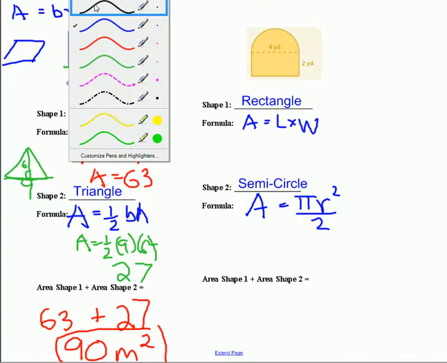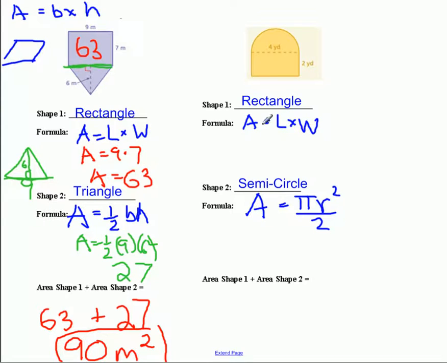All right, so now let's go back to my information. What do I have for the rectangle? Well, I have the 2 sides. I have 4 and 2. So 4 times 2 equals 8. Nice and easy. Probably could have done that in your head.